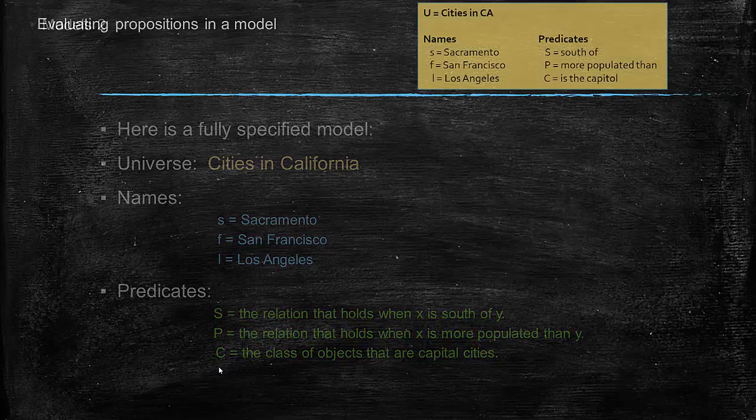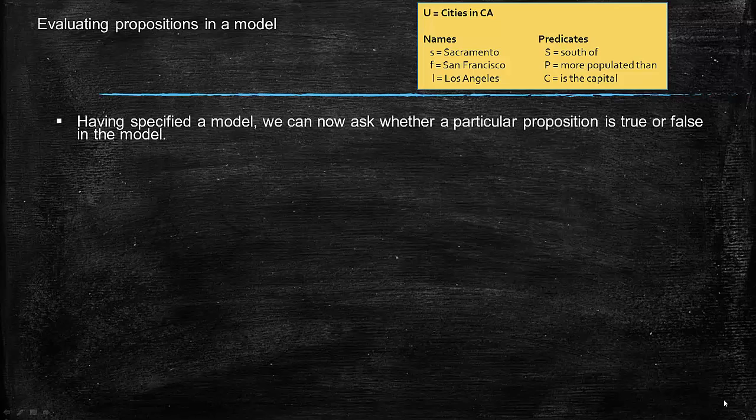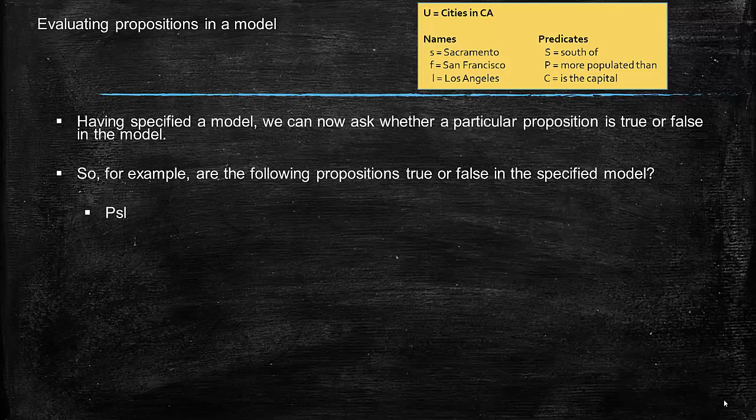Okay, so now let's go ahead and evaluate some propositions within this model. I've gone ahead and summarized the model in the yellow box up on the right. So is capital P little s little l true in the model? Each time I give you an example, of course, you should stop the video and figure this out for yourself. So capital P little s little l says that Sacramento is more populated than Los Angeles. Well, clearly that's false.